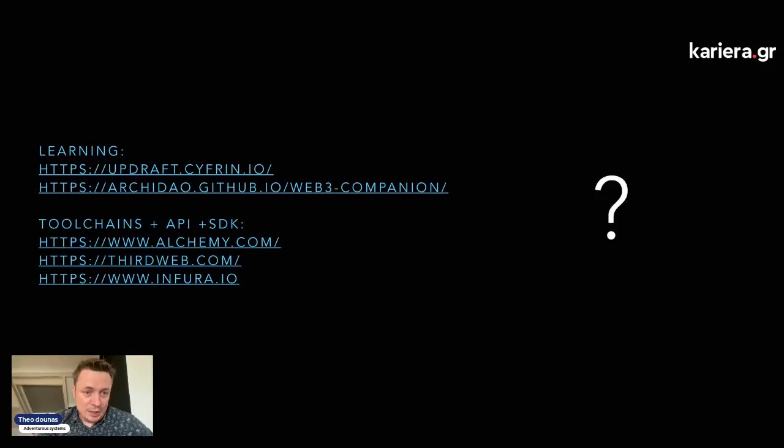And then you can look at software development kits and APIs through Alchemy. And a new player here is also Thirdweb. And of course, there is also the old Infura that allows you to deploy infrastructure within your own decentralized development environment.